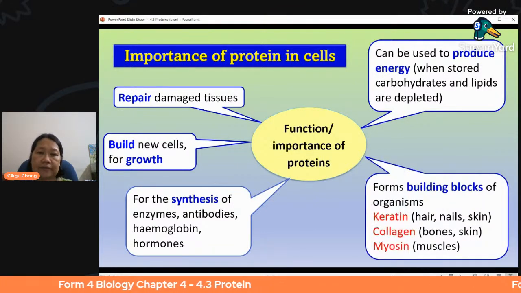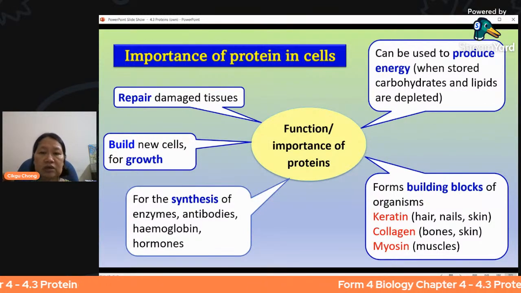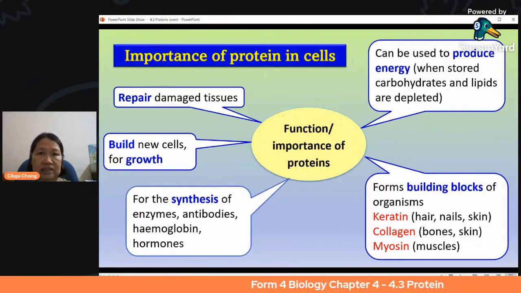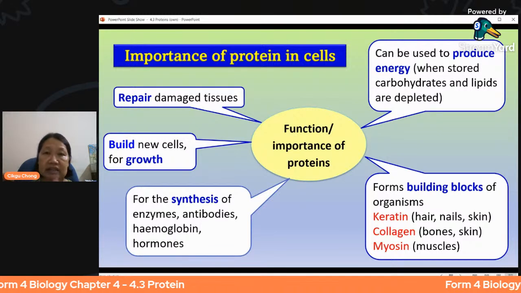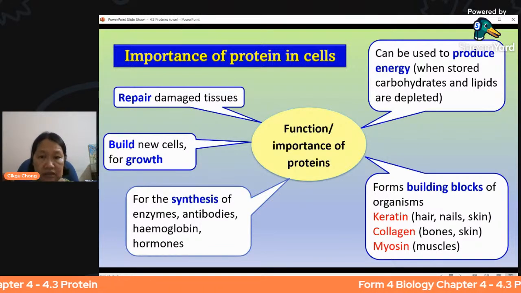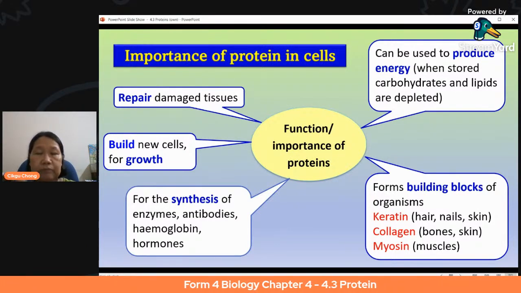All right, lastly, they form, like I mentioned, important structural parts of your body, structural material, like keratin, which is found in your hair and the nails and the skin. That is the protein. Keratin is a protein that makes up your hair, your nails, and your skin.